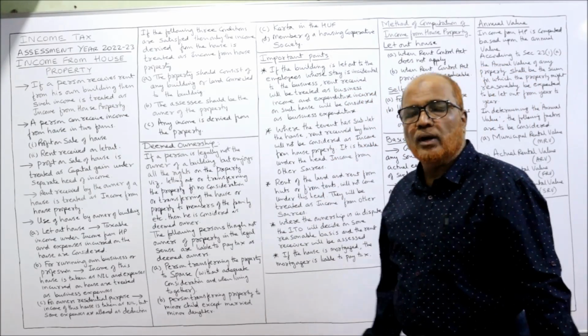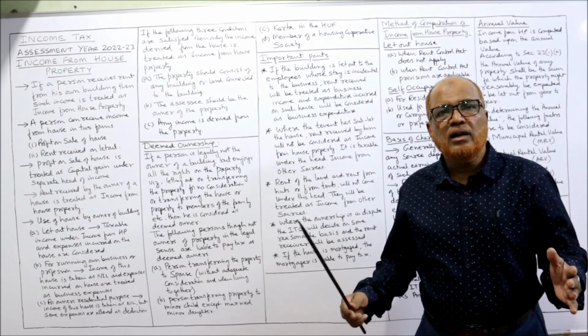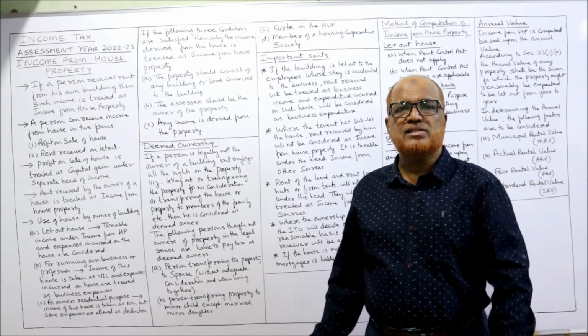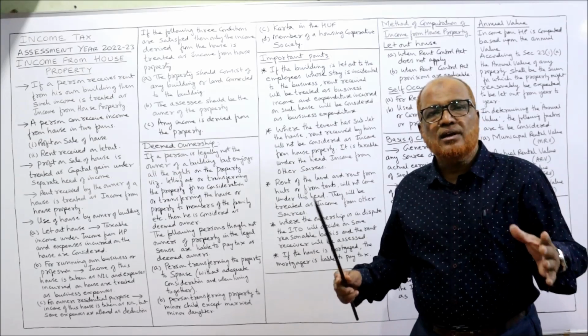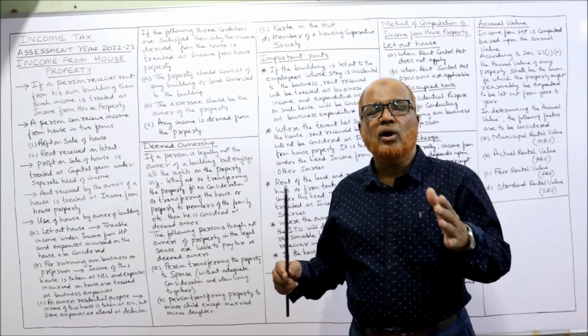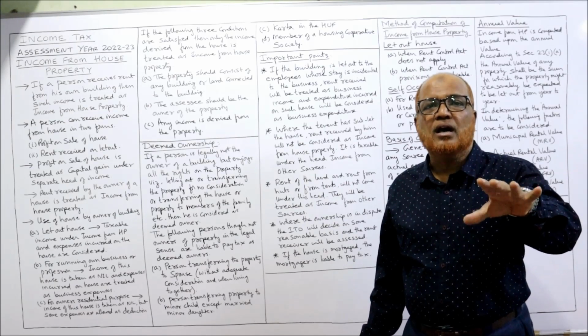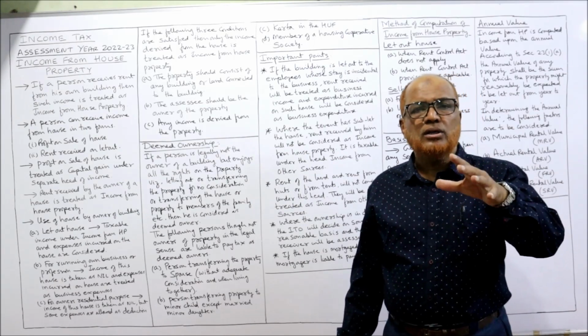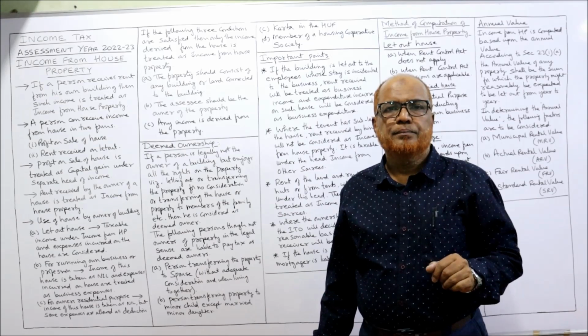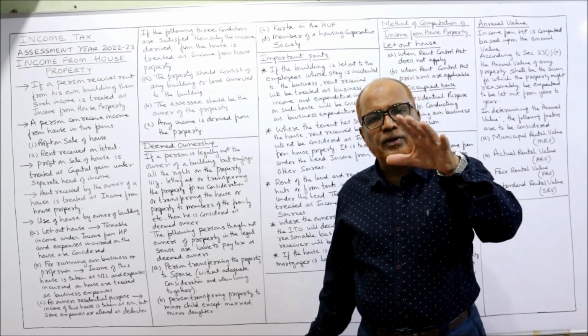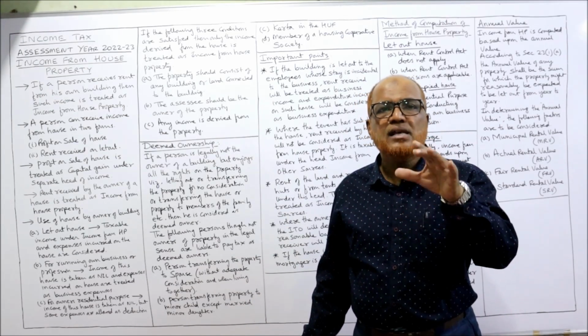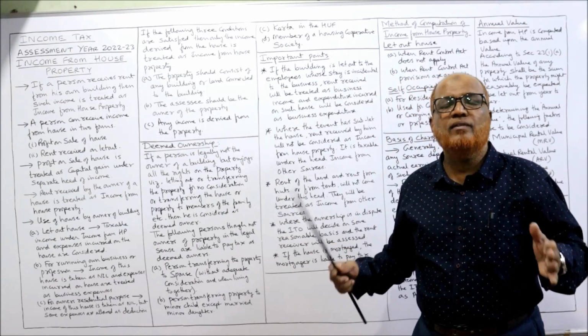Then karta in the Hindu undivided family. Hindu undivided family I have already discussed in the second chapter. It's a person. From income tax point of view, HUF is also one of the persons. The head of the family is karta. Karta is not the owner of the property. HUF property is the property of HUF, but karta is the representative. He is the head of the family.